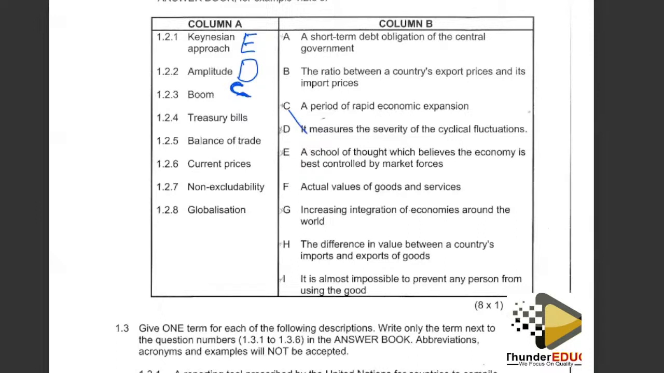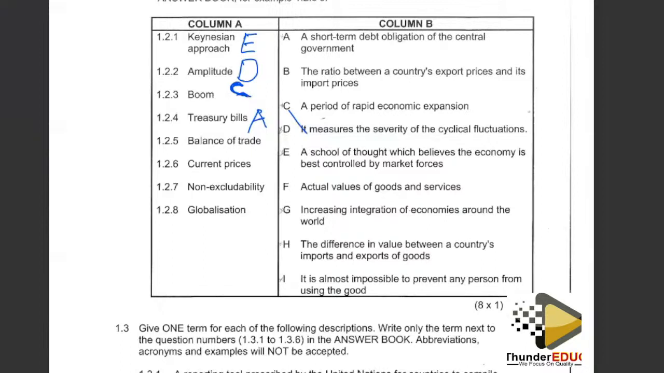The next question we have is treasury bills. So what are these treasury bills? Treasury bills normally refer to short-term debt obligations that are issued by the central government, or the national government. So in this regard, our appropriate answer is A. Okay, grade 12, thanks. So now let's move on to the next question.